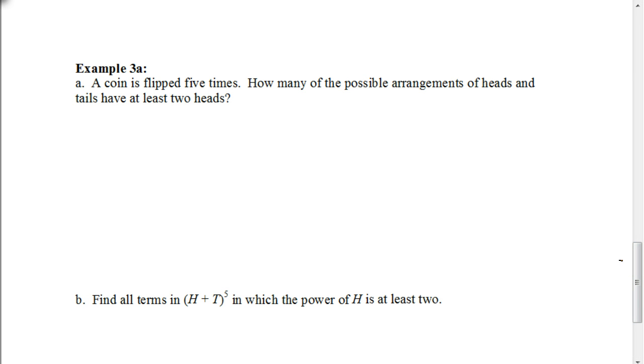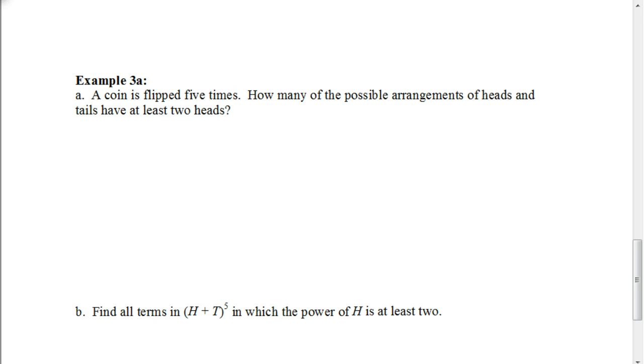Let's look at this one. Here it says a coin is being flipped 5 times. How many of the possible arrangements of heads and tails have at least 2 heads? So again, the fact that we have a coin being flipped 5 times, we want to figure out how many different arrangements we could get with at least 2 heads. So to start out with, we would have 5 choose 2, because that would be getting exactly 2 heads. We could also have 5 choose 3, because that would be having 3 heads. 5 choose 4, or 5 choose 5.